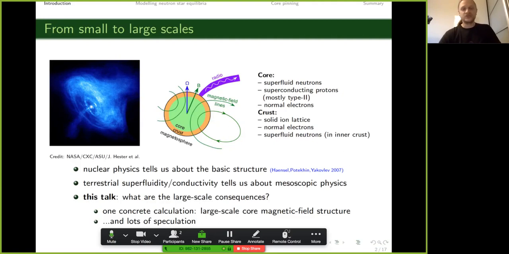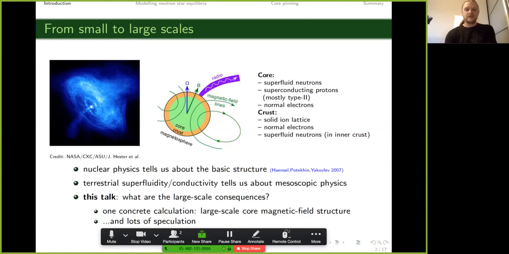For a mature neutron star in the simplest form, forgetting about exotic phases of matter inside, you have a core which is superfluid neutrons in a triplet state, superconducting protons, which are mostly believed to be in the type 2 superconducting state, I'll come back to that in a bit, and normal electrons. Then in the crust, you have a solid ion lattice. The electrons are not bound into the lattice like the ions, and they're free. And then in the inner crust, you have superfluid neutrons, singlet ones this time. They're not very important for this talk, but obviously they're crucial for glitches, as I'm sure you've heard before.